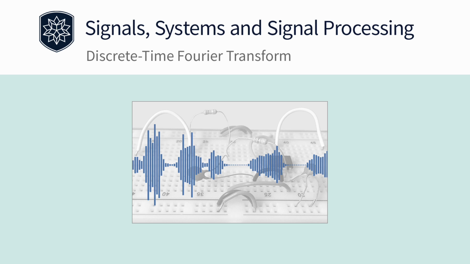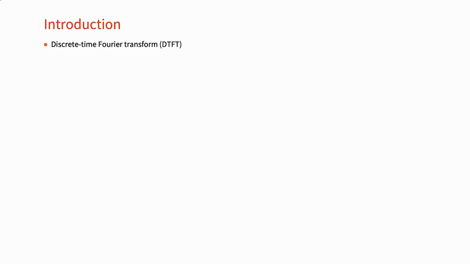This lesson will be on discrete-time Fourier transform. The discrete-time Fourier transform is the discrete-time counterpart of the continuous-time Fourier transform. It plays the same role in the discrete-time domain as the continuous-time Fourier transform does in the continuous-time domain. It gives us insight into the spectral content of signals and the frequency response of LSI systems.